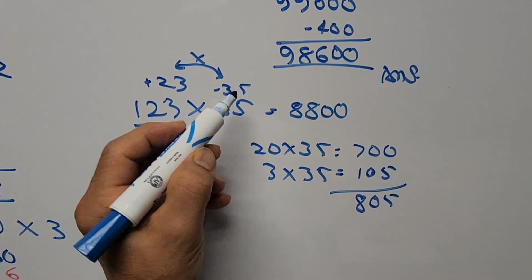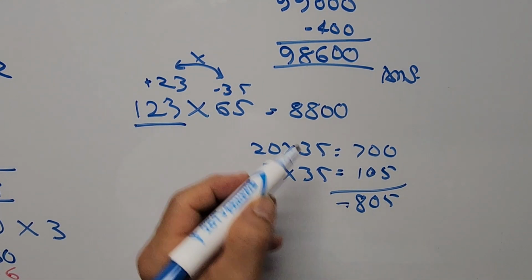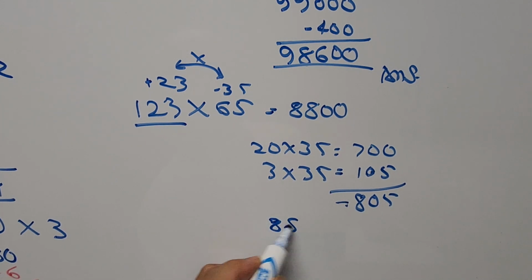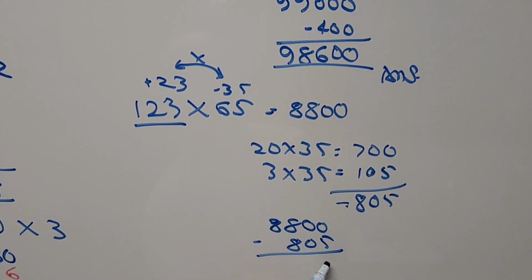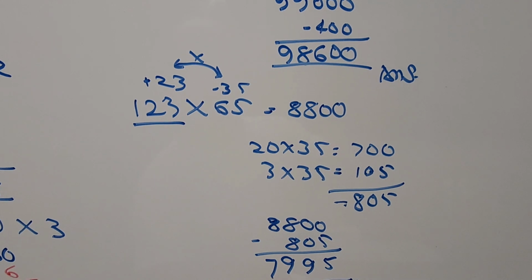And since the 35 here is negative, this must be negative. We're subtracting this number from 8,800. So we have 8,800 minus 805. So that's 7,995. That is our answer.